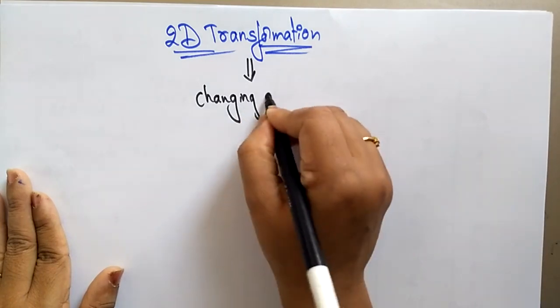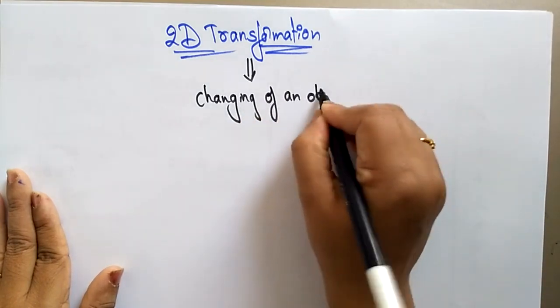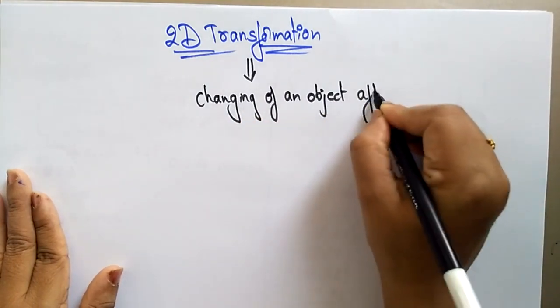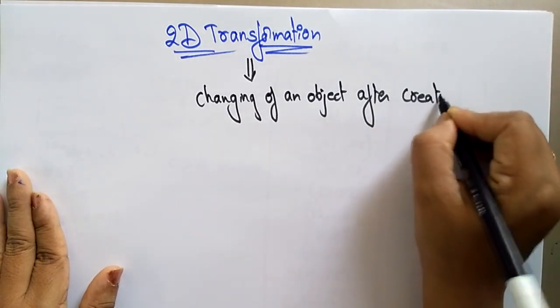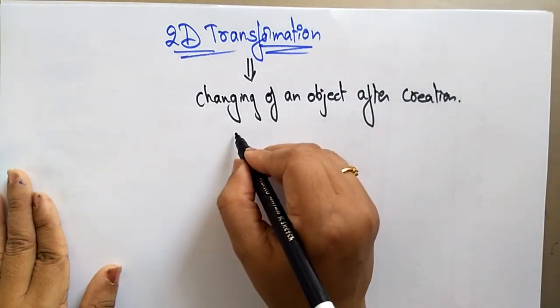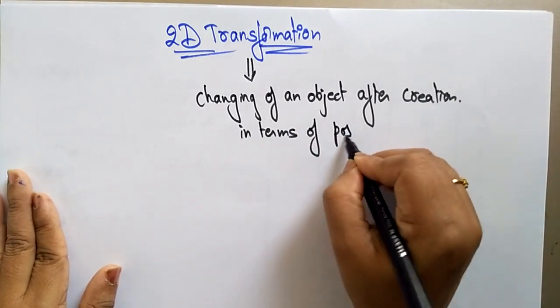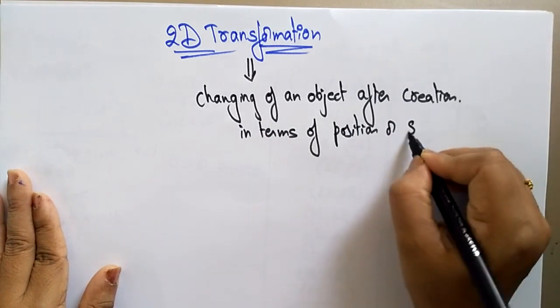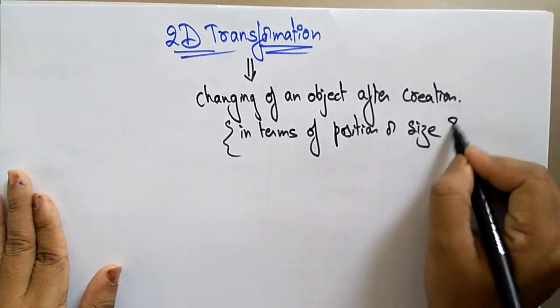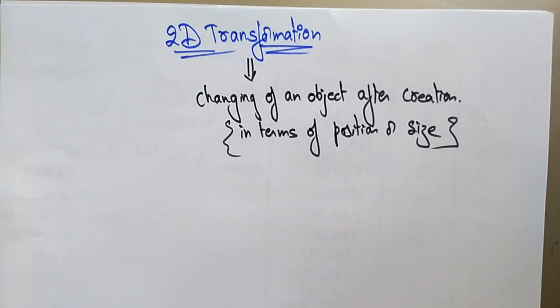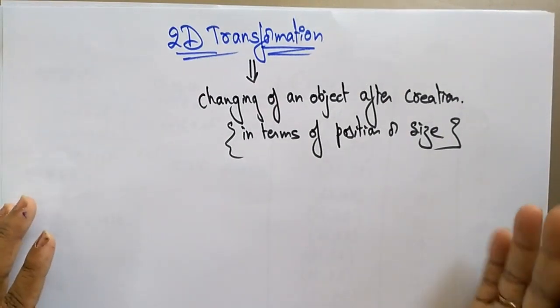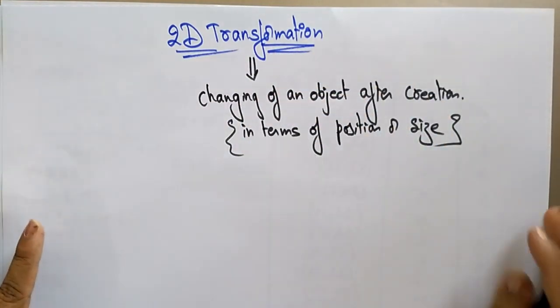Changing of an object after creation in terms of position or even the size also. That you call a transformation. So the changing after object creation, it may require changing the object in position or in terms of the size. So that changing you call a transformation.